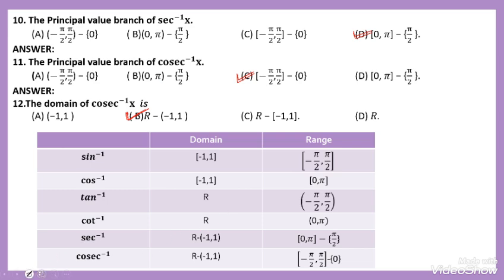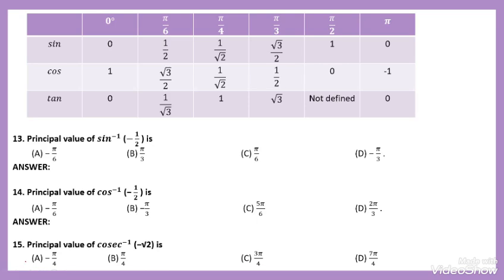Now let's move on to the next question. Before going to discuss the questions, I will discuss the tabular column. This tabular column denotes the trigonometric functions with their angles and values. Here, this is 0 degree.